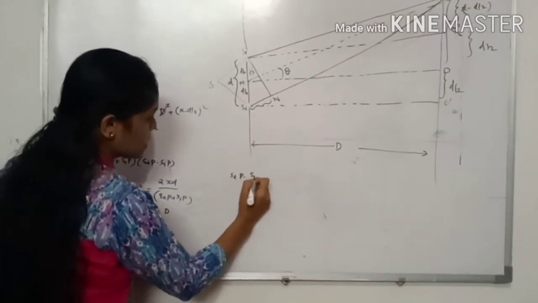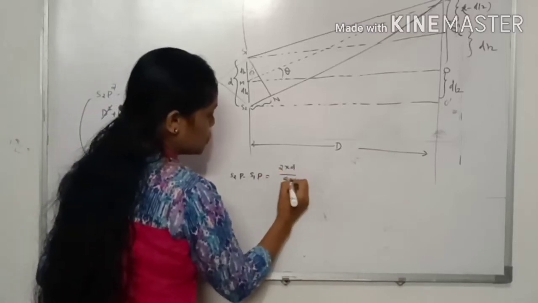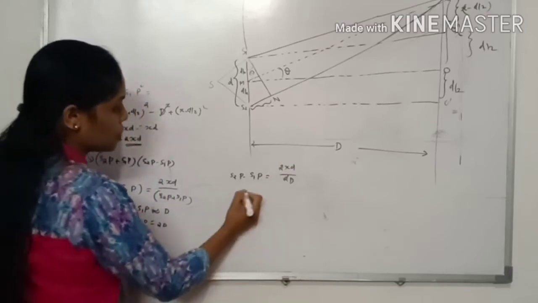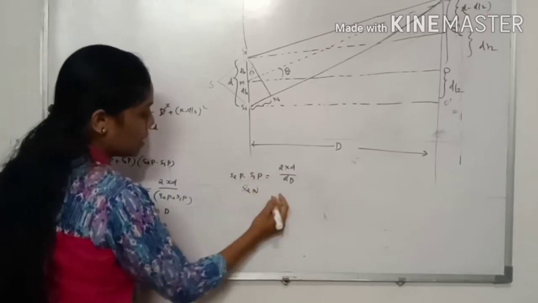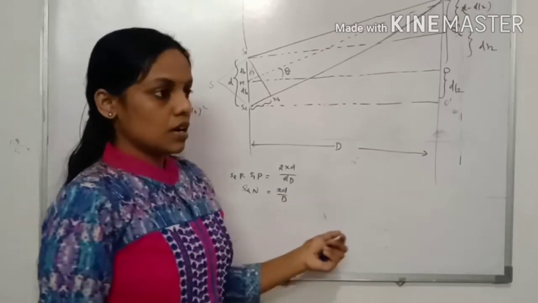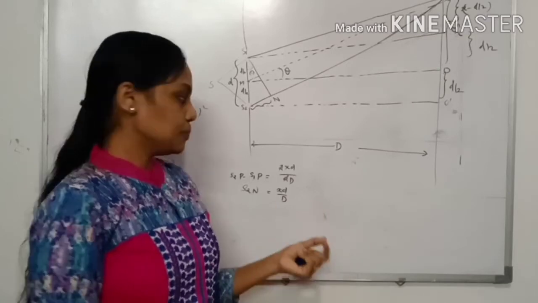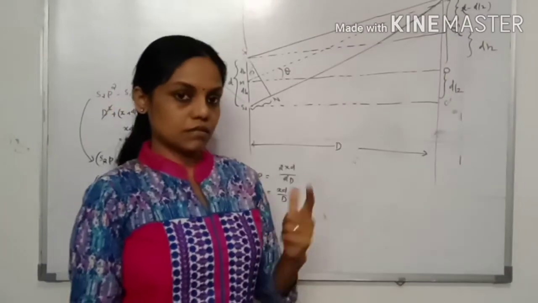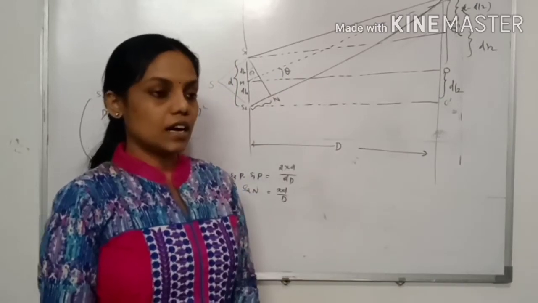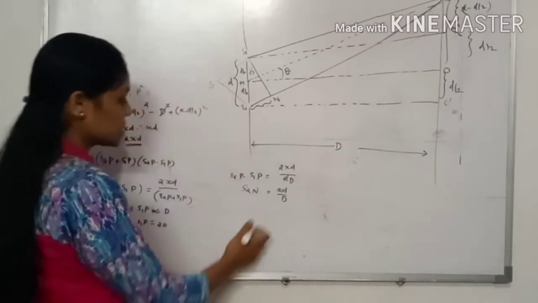So S2P minus S1P is equal to 2xd divided by 2D. Just cancel this 2. So the path difference is xd by D, where x is the distance between O and P, small d is the distance between S1 and S2, and D is the distance between source and screen. So this is the path difference between S2P and S1P.